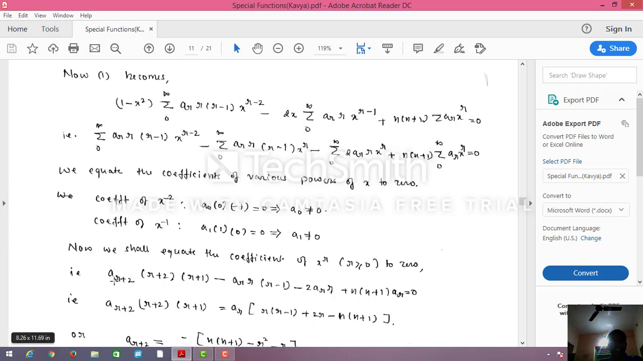ar becomes ar plus 2. Here r becomes r plus 2. Here r minus 1 becomes r plus 1. Next, already x power r is there, so directly I will write this term: minus ar into r into r minus 1. Here also the x power r coefficient: minus 2a into a suffix r into r, plus n into n plus 1 into ar equal to 0 you will get.